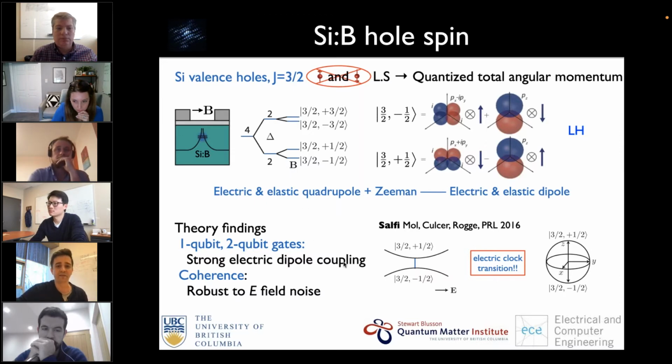And the outcome of that was we theoretically predicted that high fidelity 1 and 2 qubit gates would be possible in that system, and that it would be robust to electric field noise. This is exactly what we were hoping to find, and it turned out that in this simple system that could be observed.